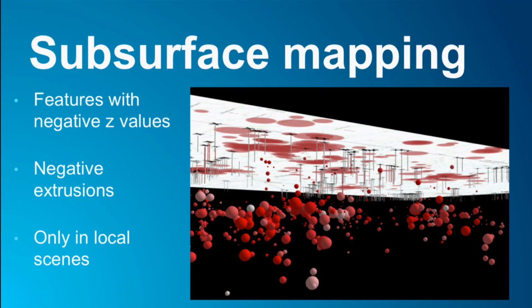This is definitely unique to 3D, the concept of subsurface mapping. And this is particularly exciting in my opinion. You can take features that have negative Z values and render them underneath the ground in a local scene. When I say local, we project it flat. It's not on a curved surface, but we place those features where they exist in the real world. And you can do all sorts of things. You can do negative extrusions and basically apply the same principles of visualization under the earth as above the surface.